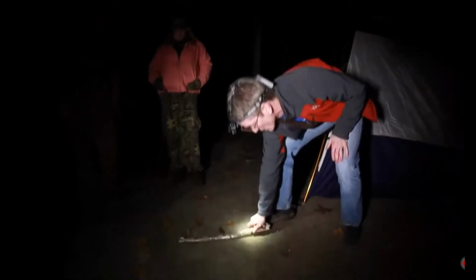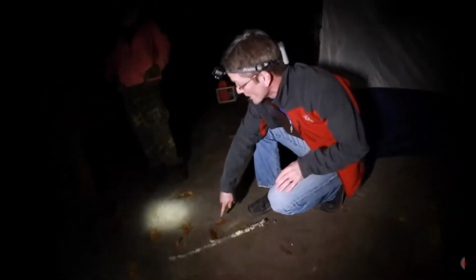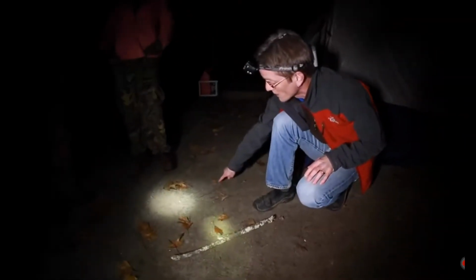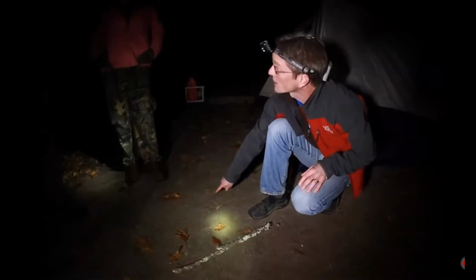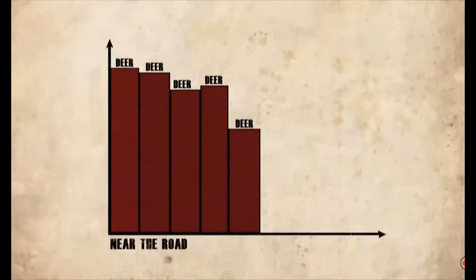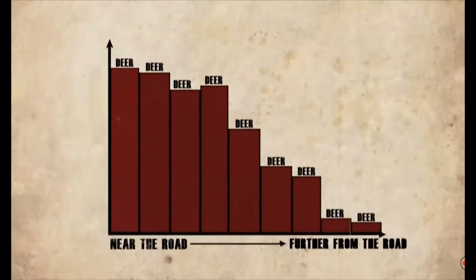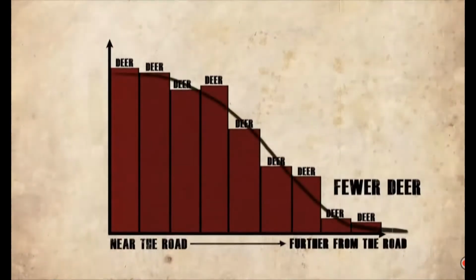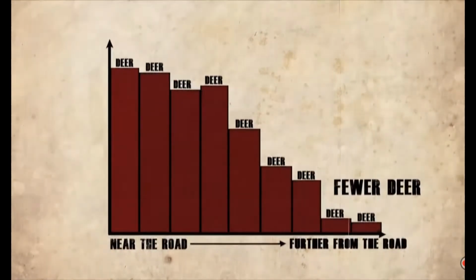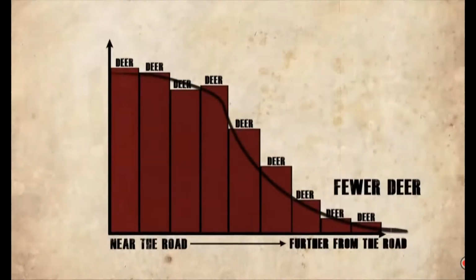Most of the deer will be close to the road, and as they get further from the road, the probability of us seeing them will get less and less. And that means that most of the deer we count will be near the road. And as the deer get further away from the road, we'll count fewer deer. Now, knowing the exact shape of that graph helps to estimate the number of deer in the area.